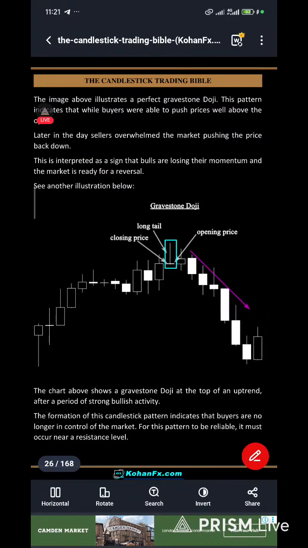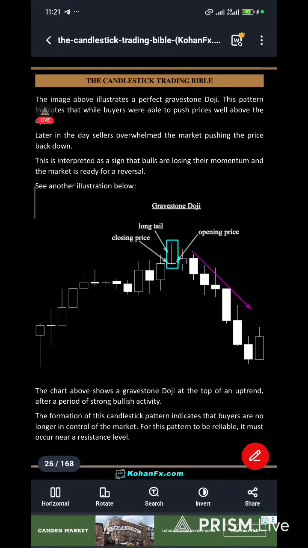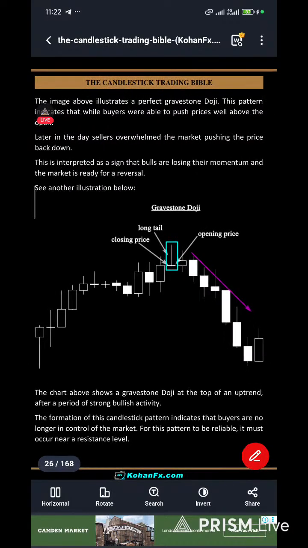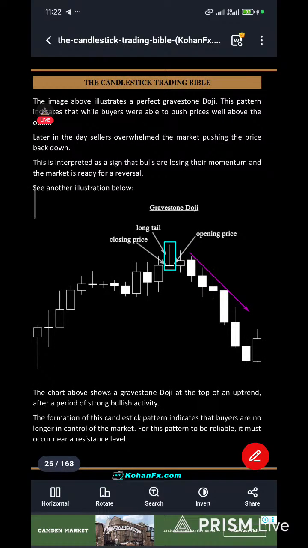Now the chart above shows the Gravestone Doji at the top of an uptrend after a period of strong bullish activity. The formation of this candlestick pattern indicates that buyers are no longer in control of the market. For this pattern to be reliable, it must occur near a resistance level. You can't see this doji candle in the middle of an uptrend and tell me something's about to happen. Sure, it might happen, but you might likely lose. So these two candlesticks must occur at an area of concentration, a resistance level or support level, before you think of any trade.